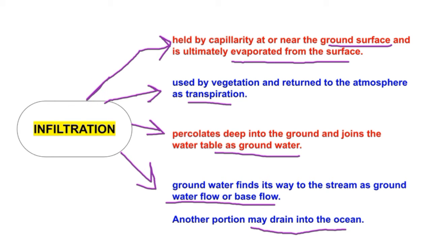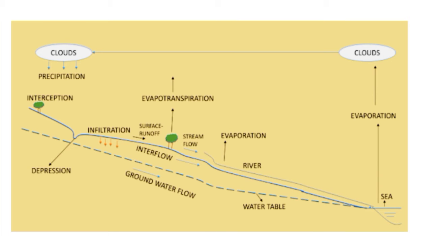As we can see here, the part of the precipitation that has infiltrated will move laterally through the upper crust, like here it will move laterally, and it may return to the surface, which we defined as interflow. Then some part of the infiltrated water will percolate deep into the ground and join the groundwater table, and some portion will drain into the sea.